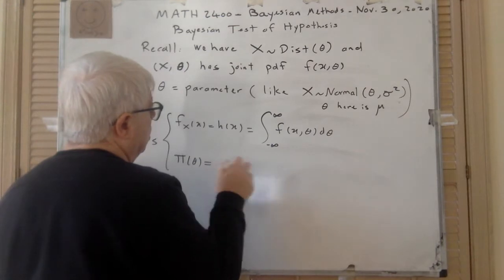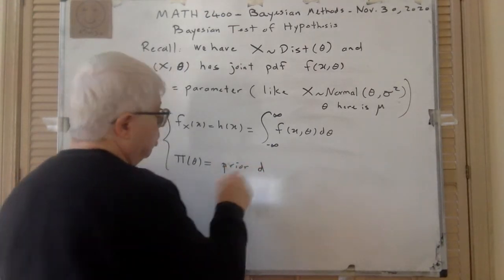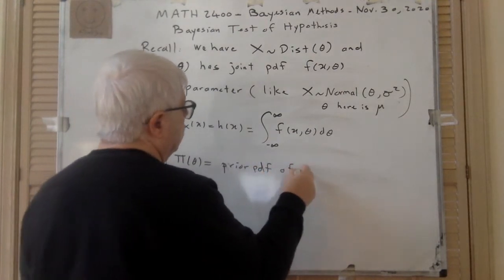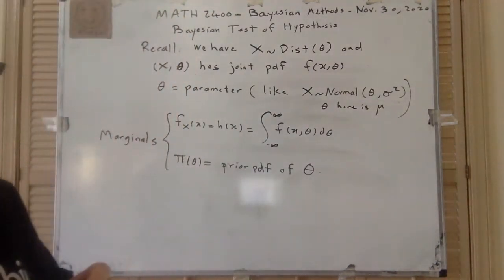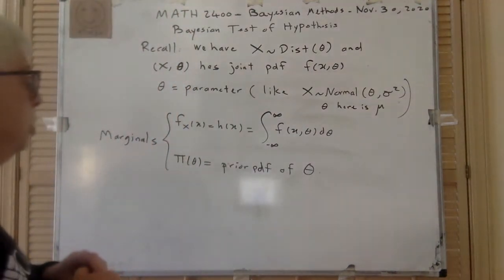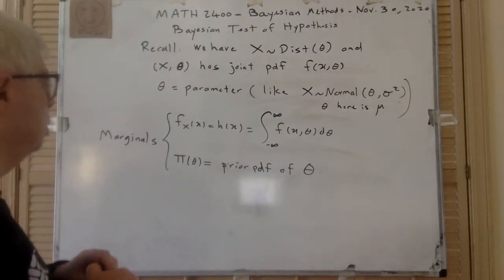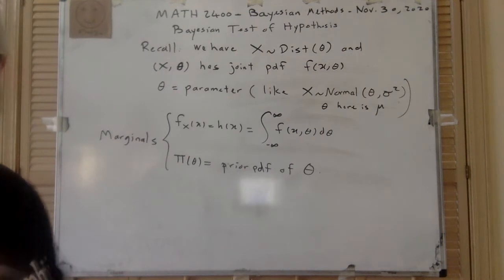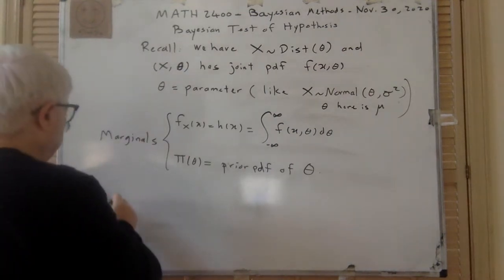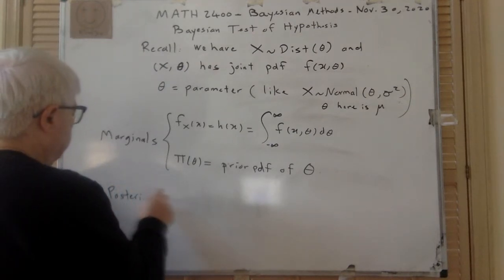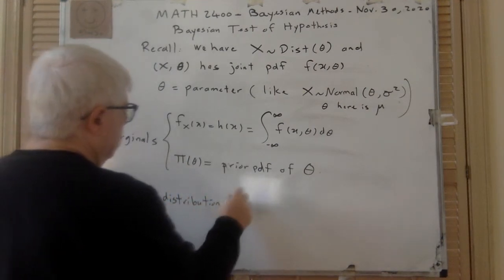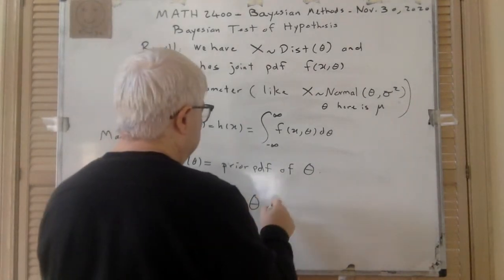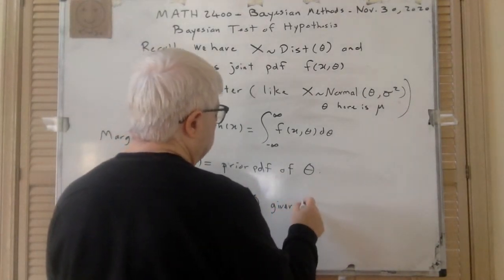And also, the marginal for theta, pi of theta, is called the prior distribution, or PDF, of theta. Okay, so we have the prior PDF of theta, and what we are looking for is this: the posterior distribution of theta given X.